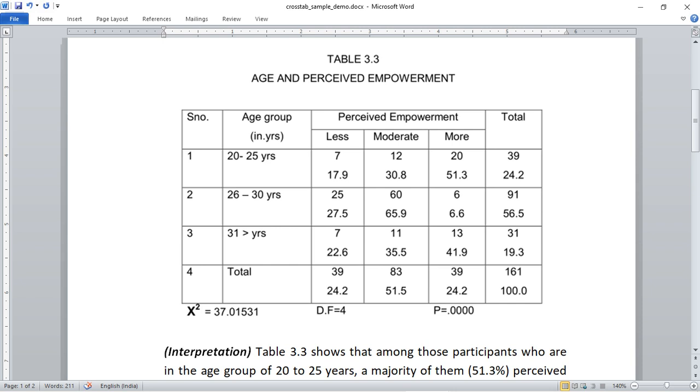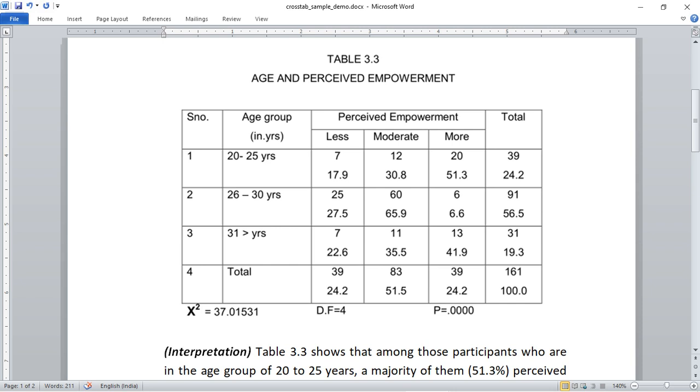So serial number, age group, this is your independent variable because in cross tabulation, independent variable will always be presented row wise. This is the row. So age group, then you see perceived empowerment in levels: less empowered, moderately empowered, more empowered. And then the last one is the total. Now, when you're interpreting a cross tabulation, remember that it is always done row wise, universally. Some students will interpret like this, that is wrong. You always have to say, among the age group, how many are like this?